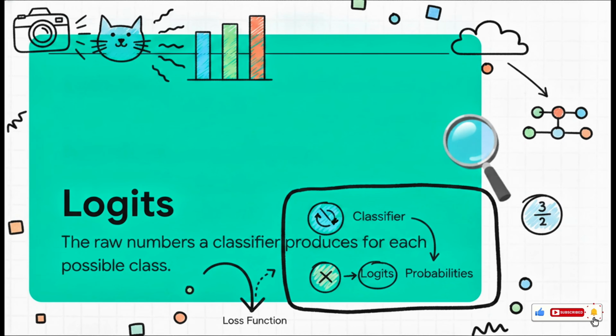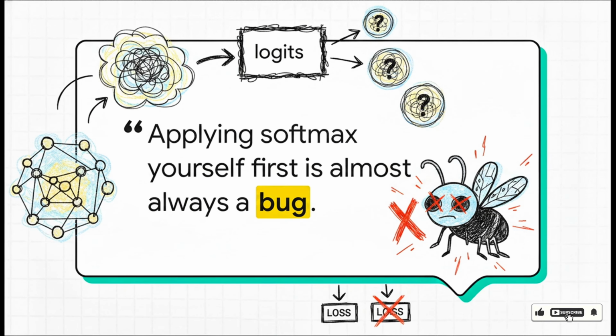Frameworks like PyTorch actually fuse the softmax function, which turns those raw logits into probabilities, and the negative log likelihood directly into one single numerically stable operation under the hood. And because of that under-the-hood fusion, there is a bold, unbreakable rule you must follow. Applying softmax yourself before the loss function is almost always a bug.